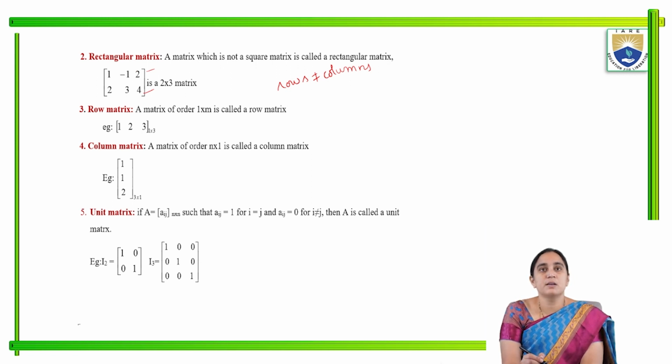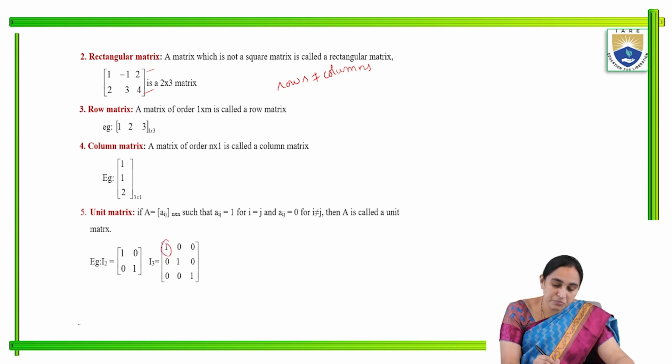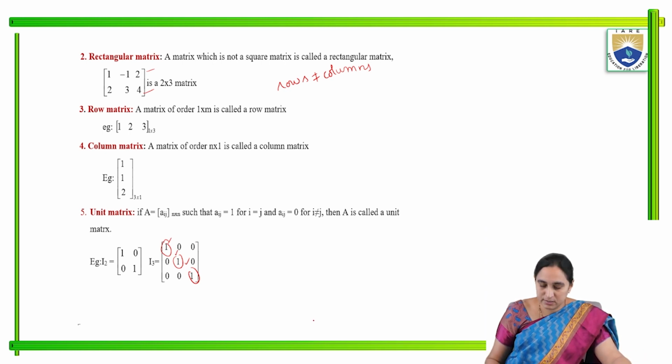Next, row matrix. A matrix of order 1 by n, that means a row matrix consists of only one row. And a column matrix means a matrix consisting of only one column. And unit matrix. What is a unit matrix? A equals Aij such that Aij is equal to 1 for i equal to j and Aij is equal to 0 otherwise. That means except the diagonal elements, all the remaining are zeros, and the diagonal elements are all equal to 1. This type of matrix is called a unit matrix.